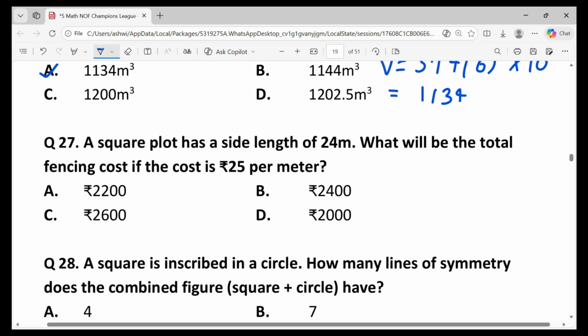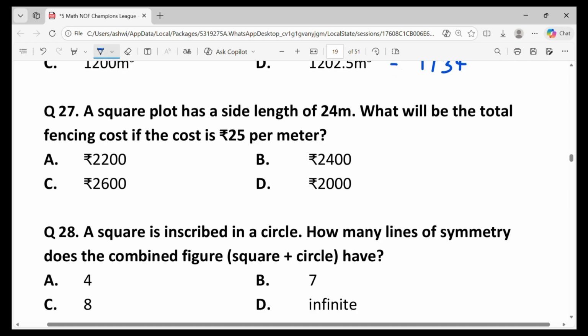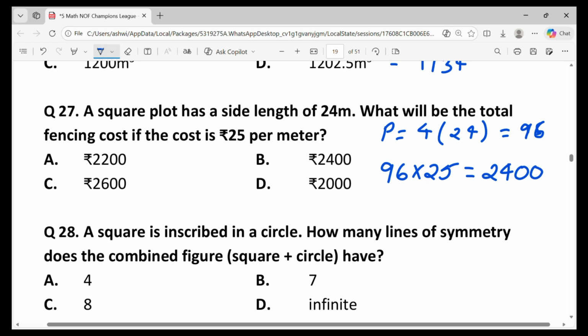Question 27. A square plot has a side of length 24 meters. What will be the total fencing cost if the cost is rupees 25 per meter? Perimeter P of a square with side length S is P equal to 4S, that is equal to 4 into 24, that is equal to 96. The total cost is perimeter multiplied by the cost per meter, that is 96 into 25, that is equal to 2400. That is option B.